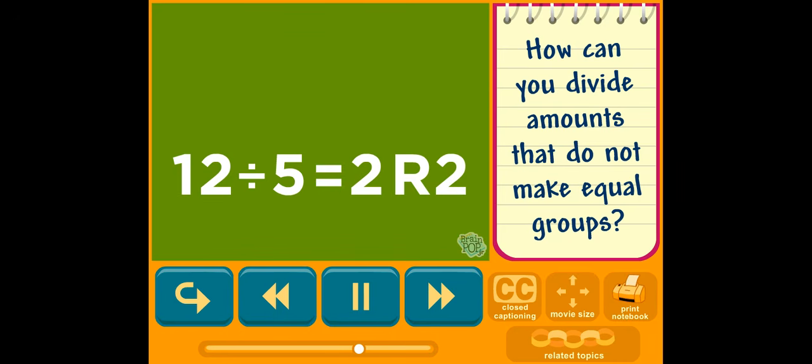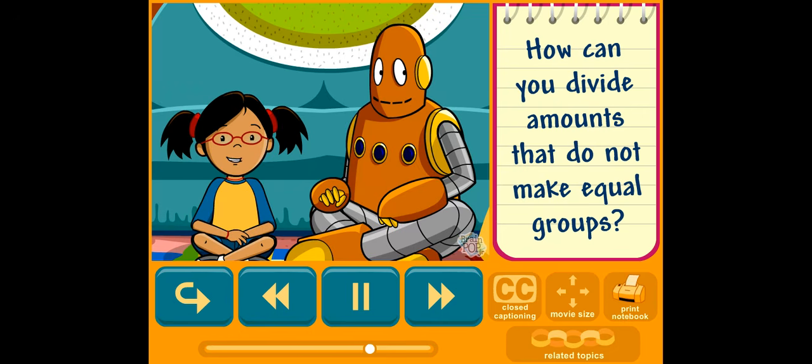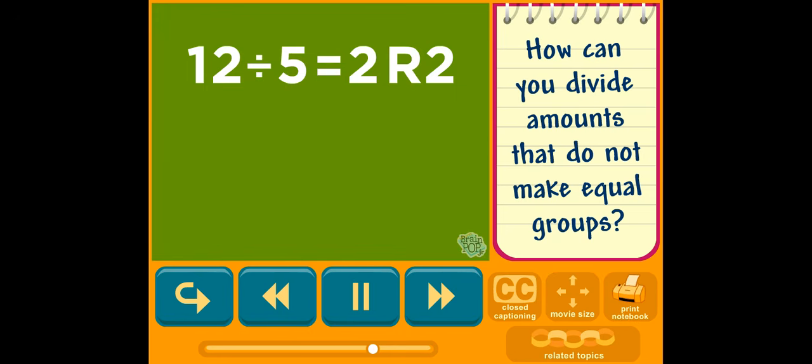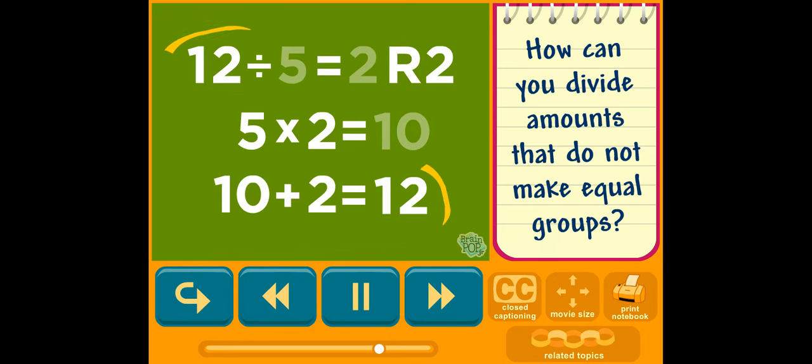The 12 stands for the total number. The 5 stands for the number of groups. The 2 tells you how many are in each group. The remainder tells you how many are left over. After you divide, be sure to check your work. Multiply the number in each group by the number of groups. Then add the remainder. The answer should be the total number.